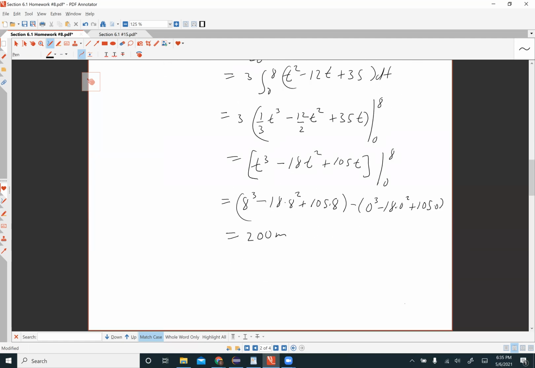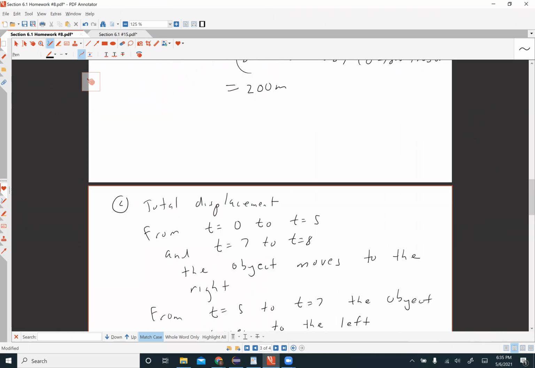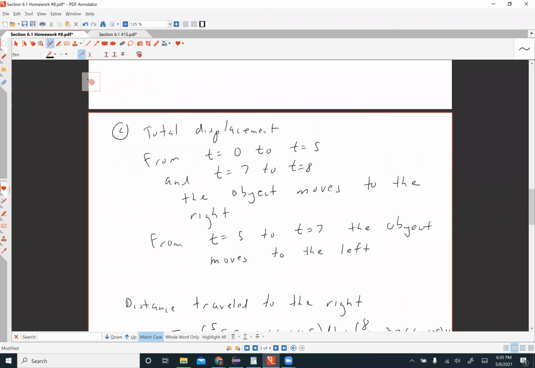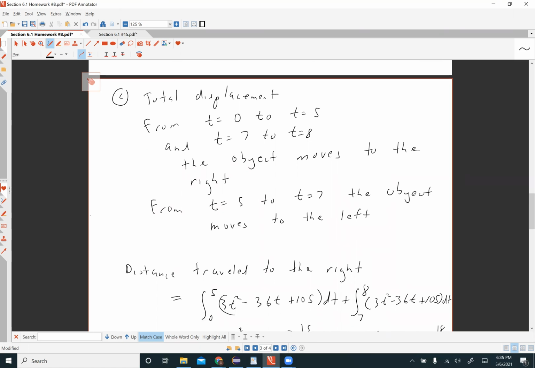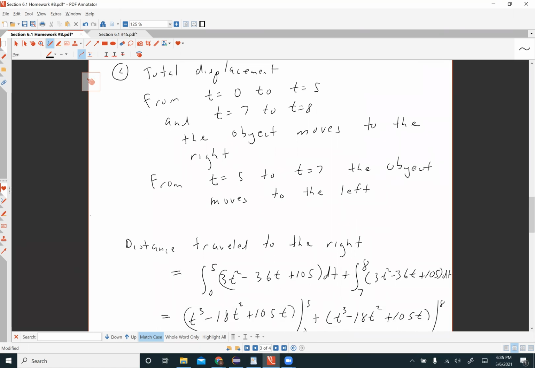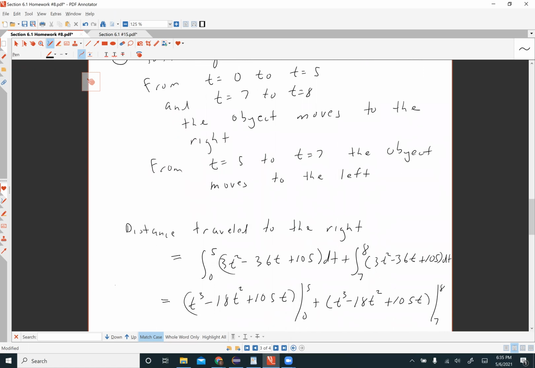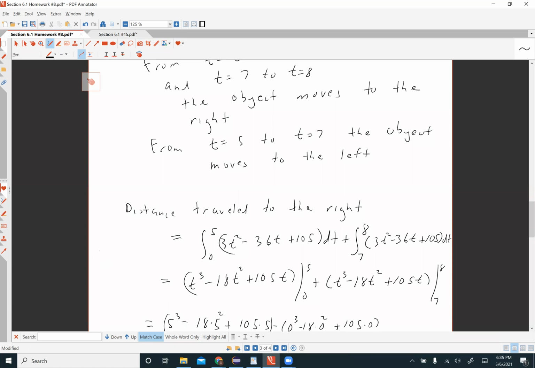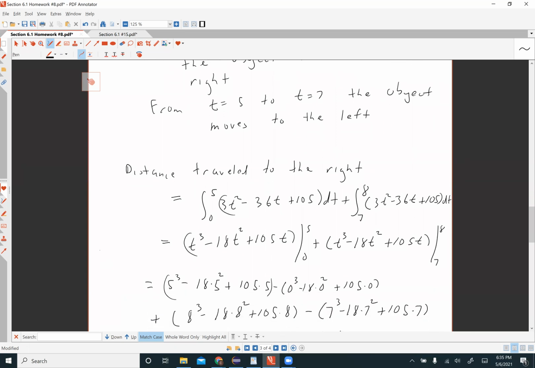So what's the total distance traveled? Let's compute the distance traveled to the right, and then we'll add the absolute value of the distance traveled to the left. Traveling to the right, we get a positive distance. Traveling to the left, we get a negative distance. So let's add up the displacement just for the positive velocities. The velocity is positive from 0 to 5, and from 7 to 8. So it's our friend 3t squared minus 36t plus 105.